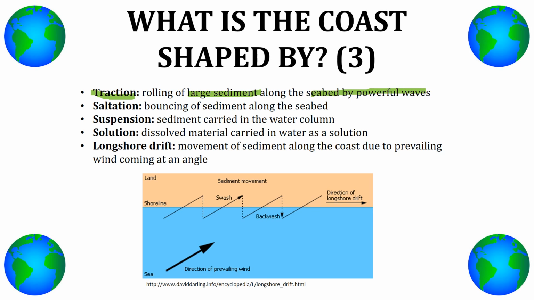These next 3, saltation, suspension, and solution, I could never find a way to remember these. I think they're just those things you just kind of have to know. So saltation is the bouncing of sediment along the seabed. Suspension, sediment carried in the water column. And solution, as I said before, dissolved material carried in water as a solution. So solution involves dissolved material, and suspension just involves sediment in its own form.